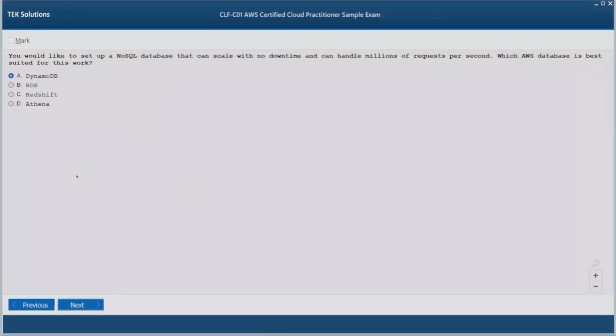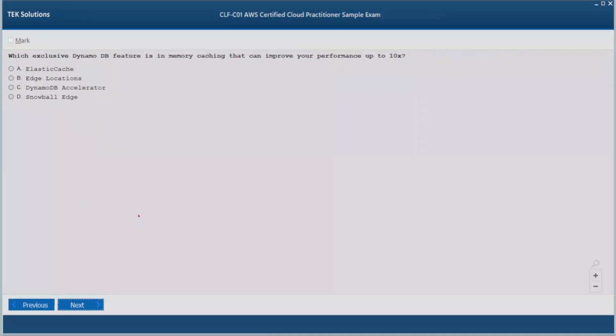You can cross check with B, C and D why they are not fitting here. RDS is again a relational database, so it doesn't fit here because it's not NoSQL. Redshift, again this is for data warehousing, not NoSQL, and cannot scale with no downtime. Athena, this is a SQL service, which is also not the correct answer. That is the reason DynamoDB is the correct answer, fits here.